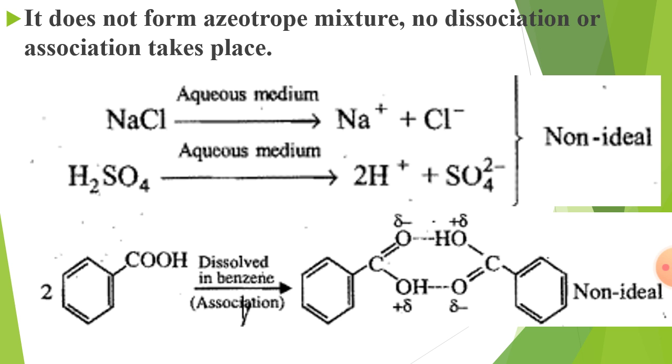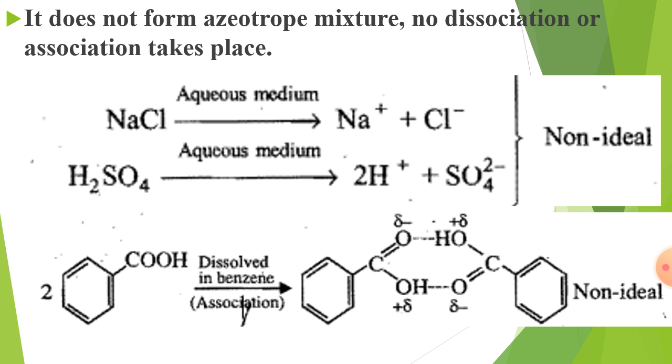NaCl when dissolved in aqueous medium furnishes Na plus and Cl minus ions. Here dissociation of NaCl takes place. Similarly, H2SO4 sulfuric acid when dissolved in water furnishes H plus and sulfate ions. Here dissociation takes place. That's why the solution of NaCl and H2SO4 does not belong to ideal solution. Basically, it is non-ideal solution.